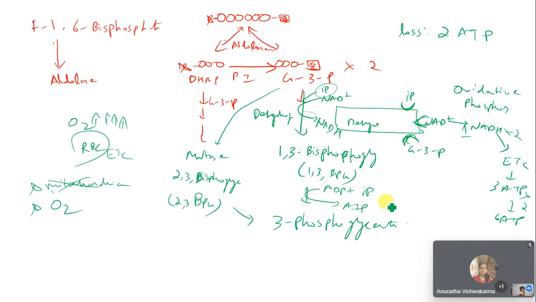So what is the difference between ATP formation here and ATP formation in the ETC? Is it substrate level phosphorylation here, and that is oxidative phosphorylation? Yeah. So it's substrate level phosphorylation occurring here. That's one of the most important differences between normal glycolysis and the ETC. Here it's substrate level phosphorylation.